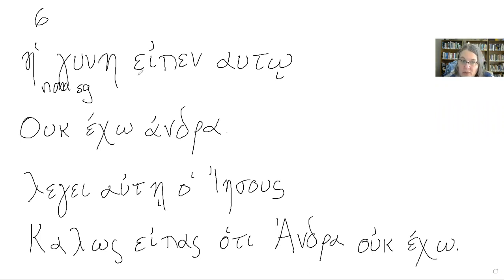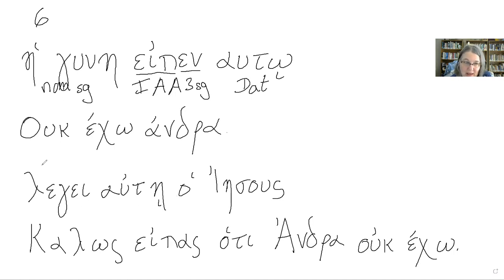Eipen, you'll recognize the aorist stem and the third person singular ending. So it's indicative, aorist, active, third person singular of lego. And then here we have the dative personal pronoun. So the woman said to him, and let's go ahead and do this one down here.